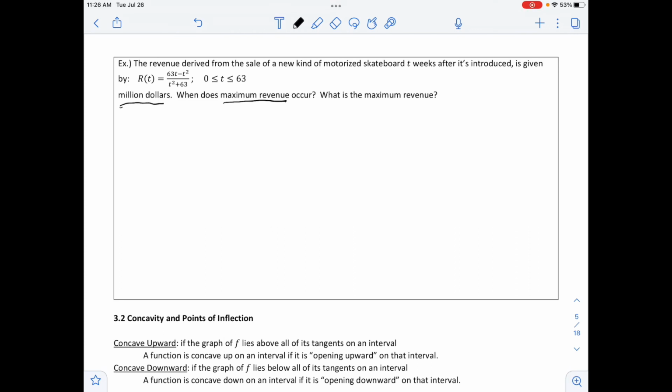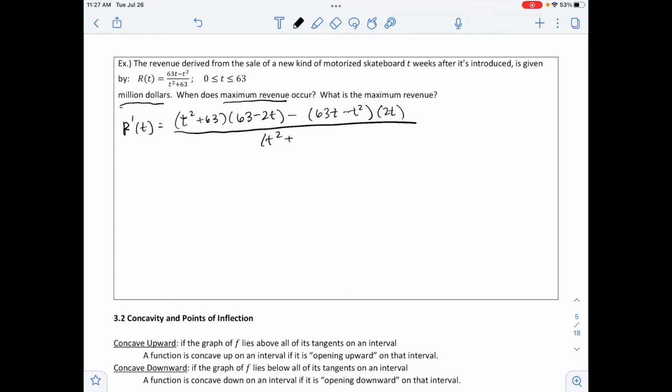And so first, our revenue, we need to take the derivative of that function, and we need to use the quotient rule for this. And so we have the bottom times the derivative of the top, which is 63 minus 2t, minus the top, which is 63t minus t squared, times the derivative of the bottom, which would be 2t, all over the denominator squared. So t squared plus 63 quantity squared.